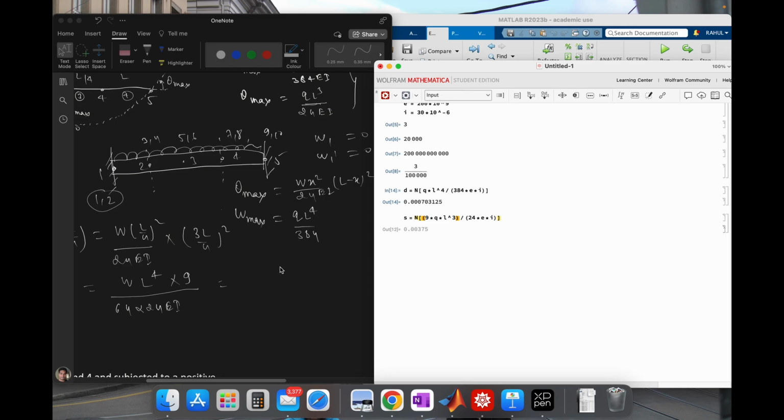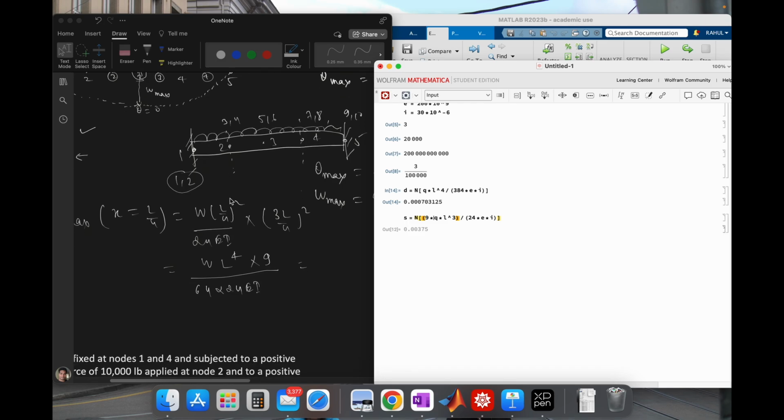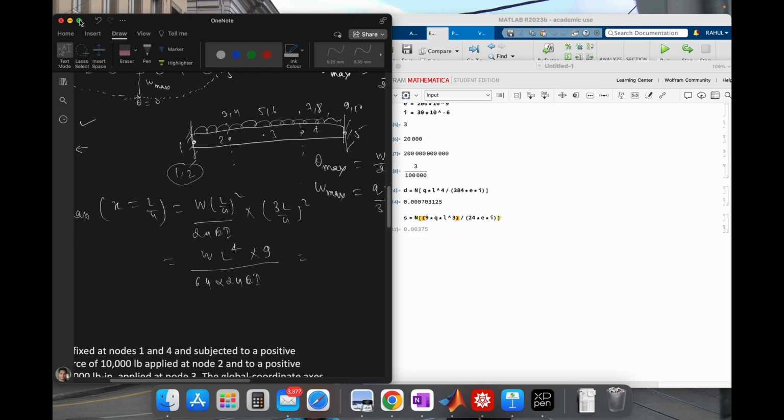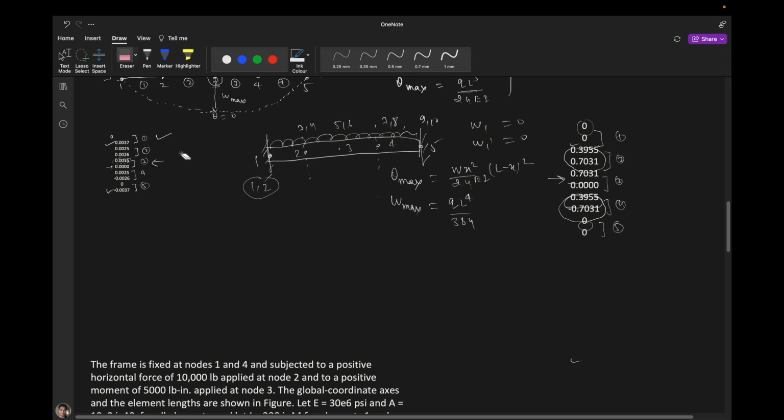Okay, leave it. You can find it on the internet, and hopefully it should be correct. Let's erase this. Okay, so yeah, this is the solution for two types of beam.